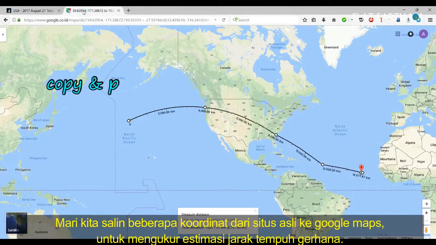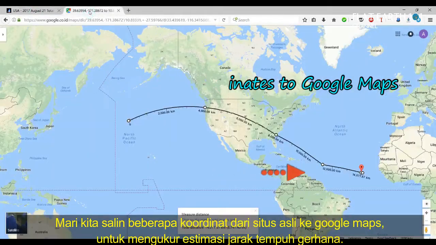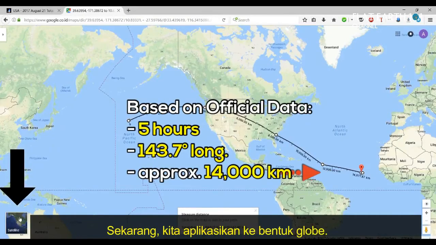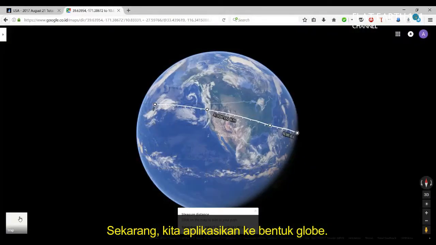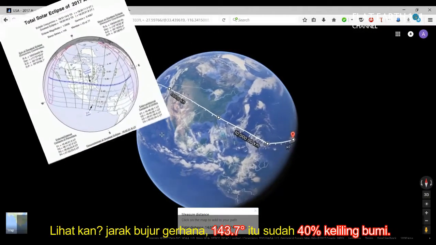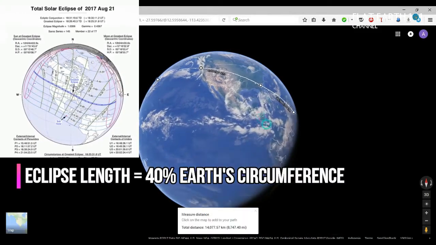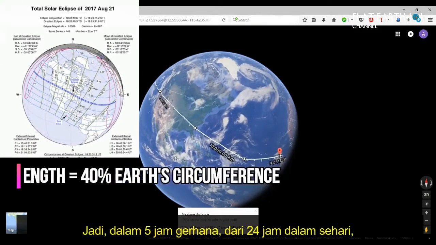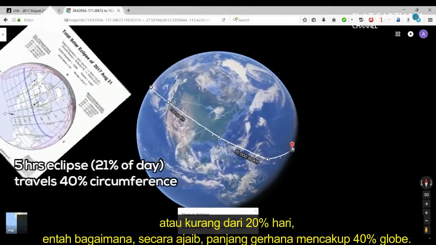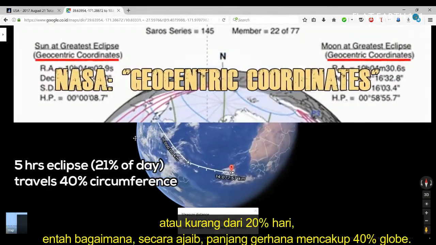Let's copy-paste some coordinates from the eclipse site to Google Maps to measure the approximate distance. It's around 40,000 kilometers. Now, apply it to the globe map. See, the eclipse distance, 143.7 degrees, is already 40% of the Earth's circumference. So, within 5 hours of eclipse, out of 24 hours a day, or around 20% of the day, somehow, miraculously, the shadow length covers 40% of the globe.